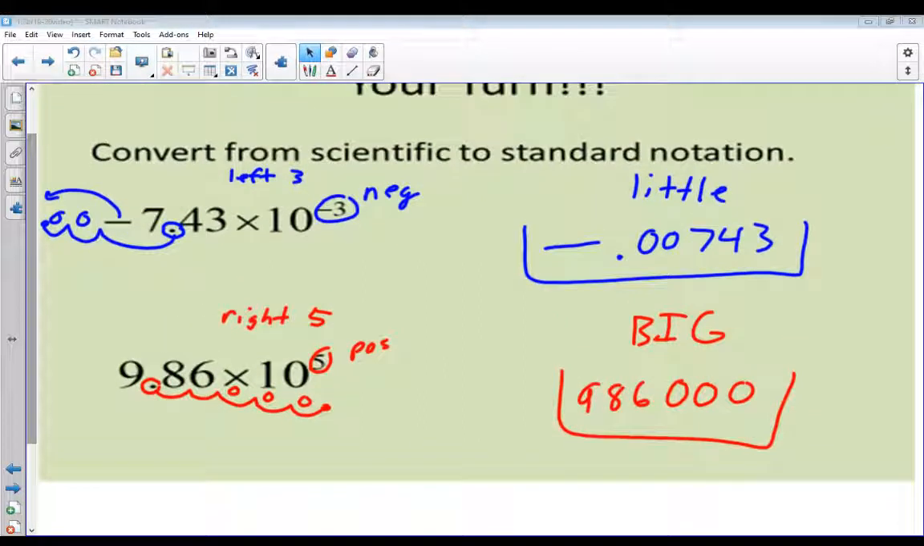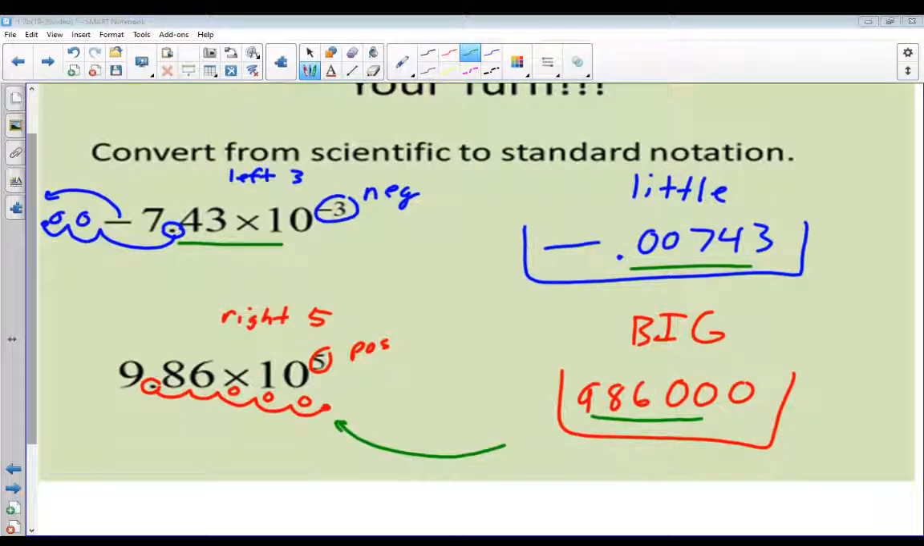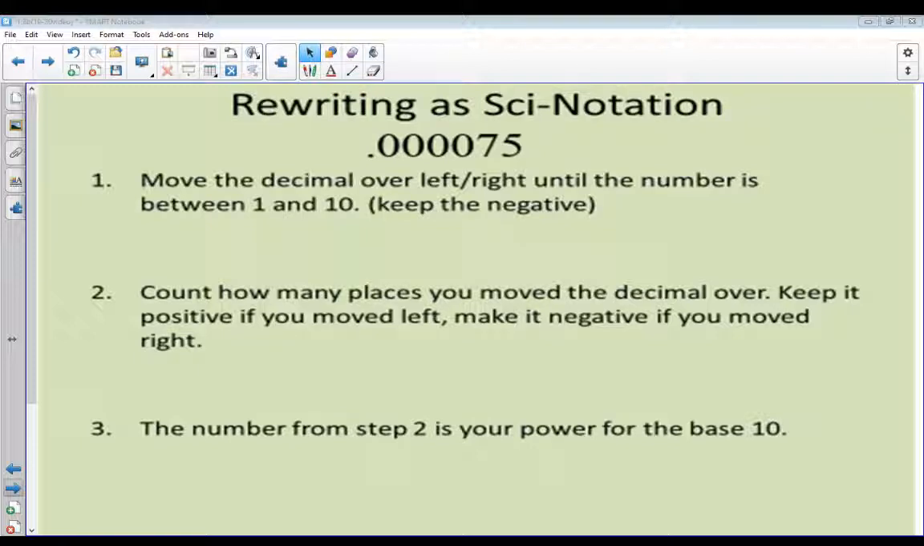So rewriting numbers from scientific to standard is easy enough. But what if, say, we started with the number and we had to rewrite it in scientific notation? That's what we're going to do now. And this way is a bit more tricky. Here are typically the 3 steps to take a number and rewrite it in scientific notation.